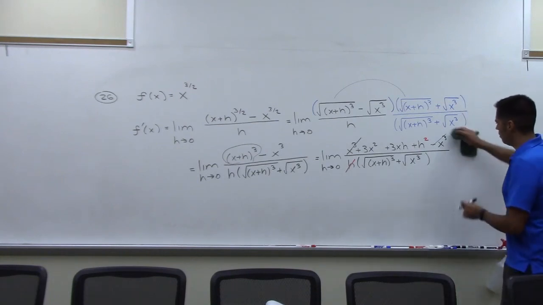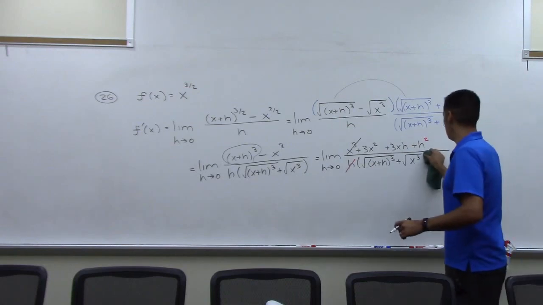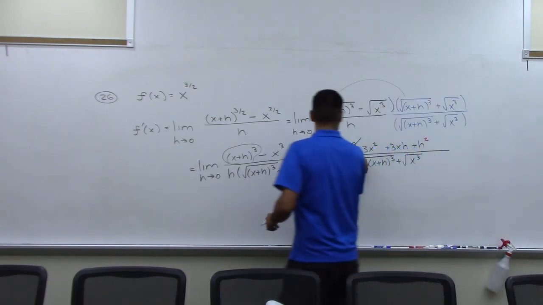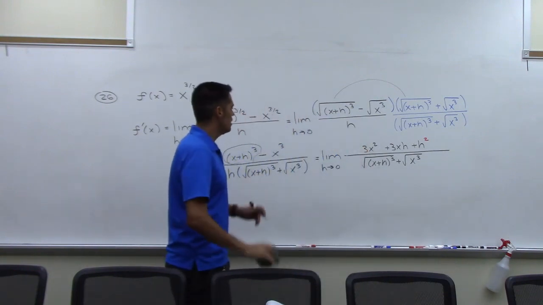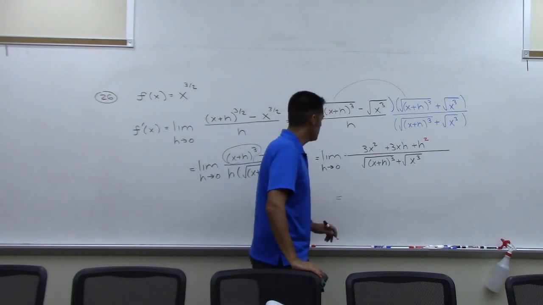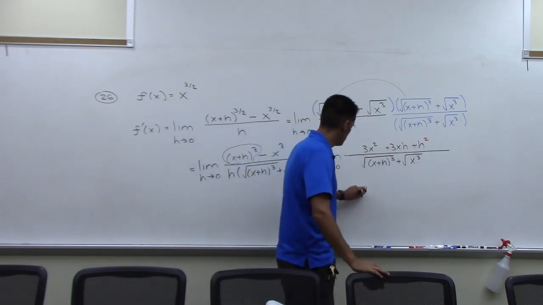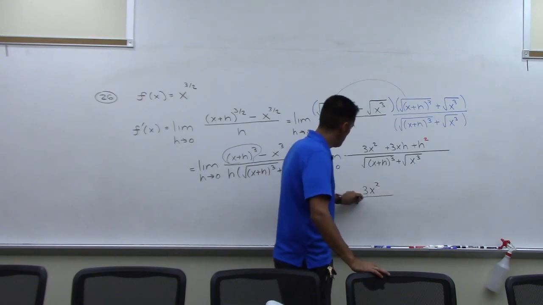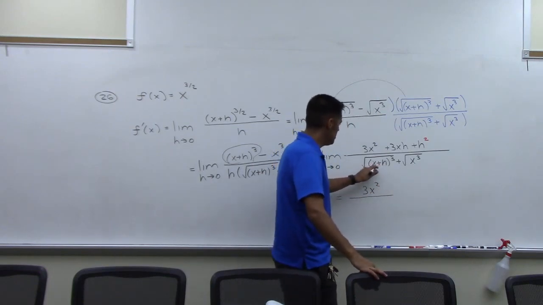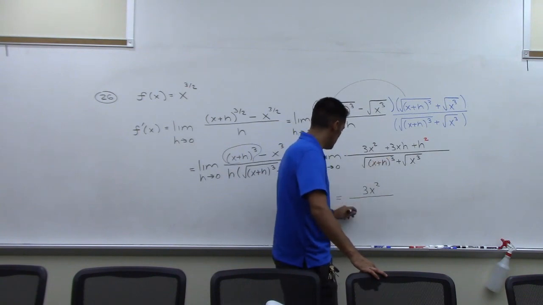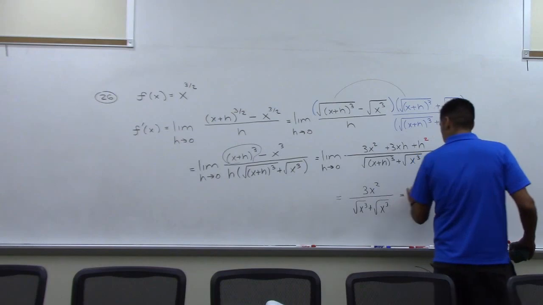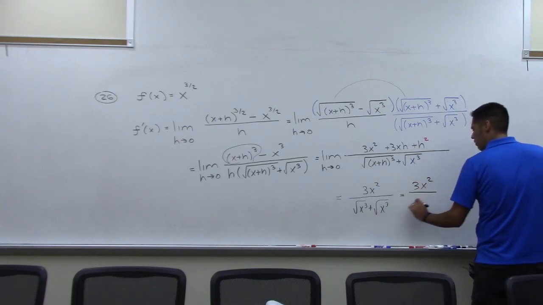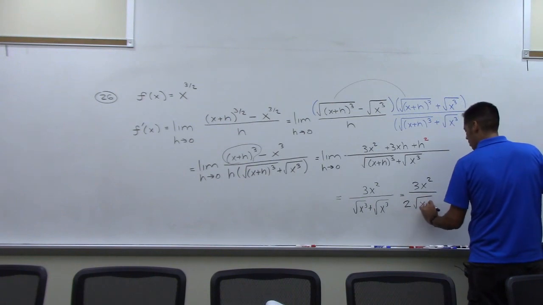So I'm going to erase these just so I can save myself having to write another line. I have this. That's where I am. Now I can let h go to 0. So that goes away, that goes away. I get 3x squared on top and on the bottom, if this is 0, this is just x cubed and then square root. So I have square root of x cubed plus, again, another square root of x cubed. That's 2 of them. So 3x squared over 2 square roots of x cubed.